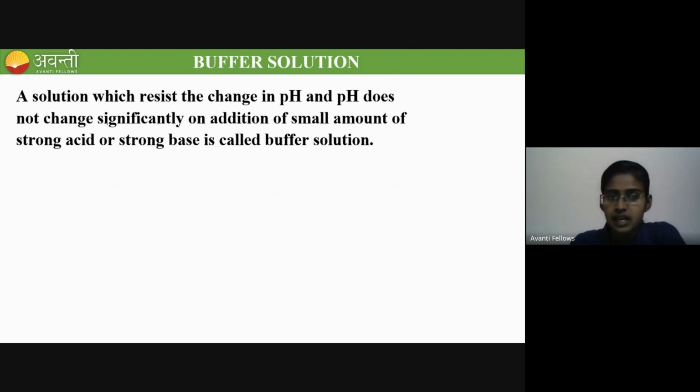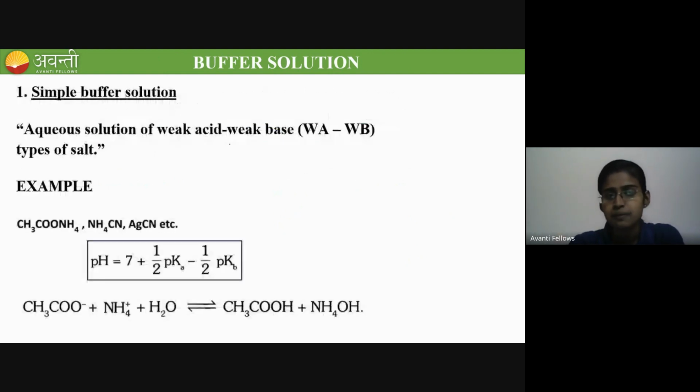They resist the change in pH even after the addition of small amount of strong acid or strong base. If I am adding a strong acid, pH of the solution should decrease, right? And if I'm adding a strong base, pH has to go higher, but they remain the same. Okay, those solutions are called buffer. And here we have two types of buffer solution. One is simple buffer solution and the second one is mixed buffer solution. The first is simple buffer.